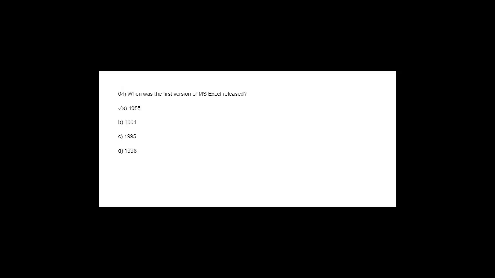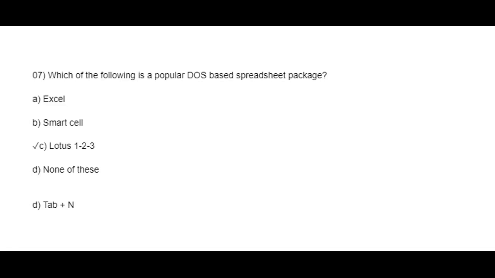11. In which year VisiCalc was developed? A. 1977, B. 1979, C. 1986, D. 1989. 12. In Excel, rows are labeled as A.